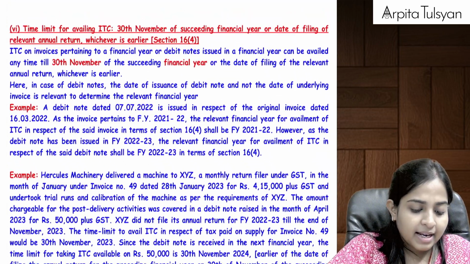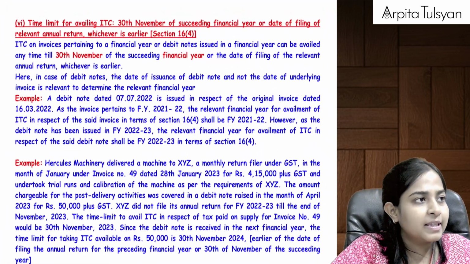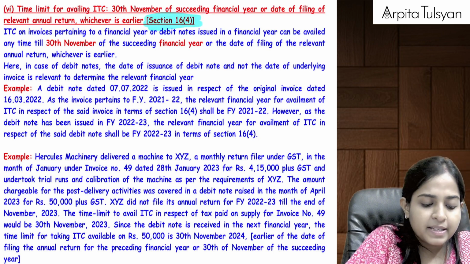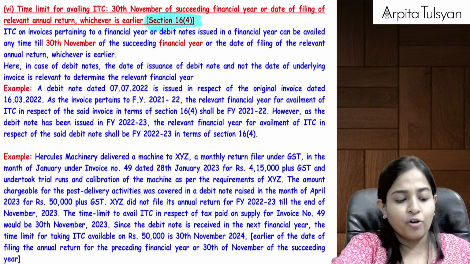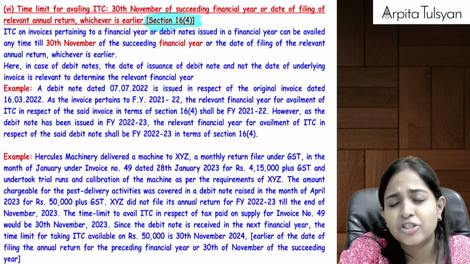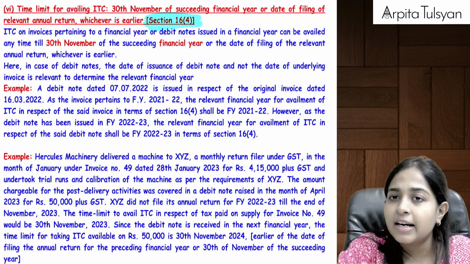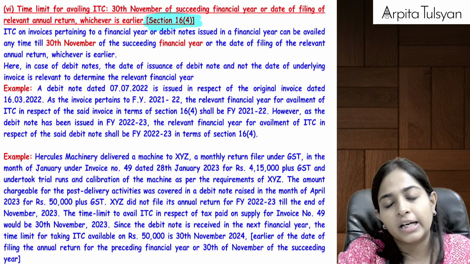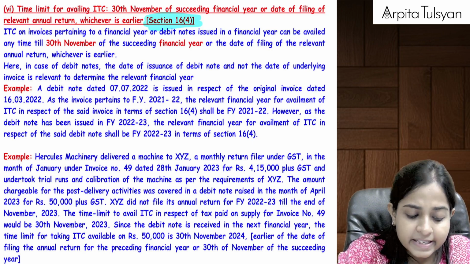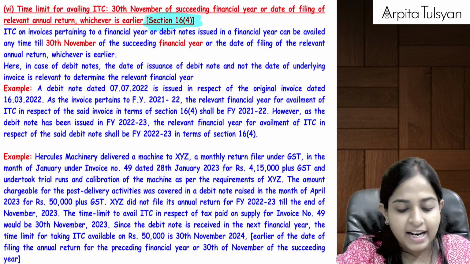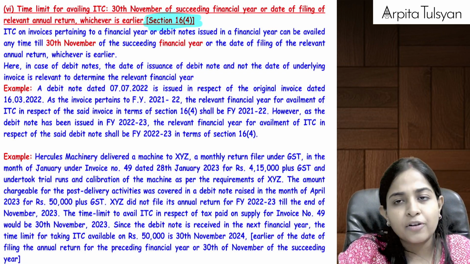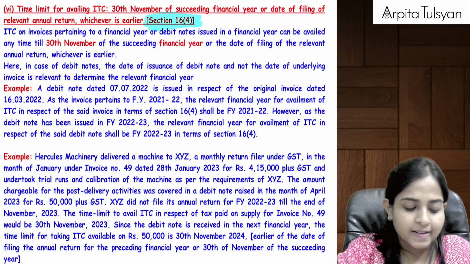I hope you are there with section number 16.4 in your textbook, everyone. In section number 16.4, what we had studied was whenever we are purchasing something subject to section number 16, 17, etc., we are allowed to avail the ITC. If all the conditions are fulfilled, we can avail the ITC, and the time limit for availing the ITC is 30th November of the next financial year, or the date of filing of the relevant year's annual return, whichever is earlier. I hope you can recollect.